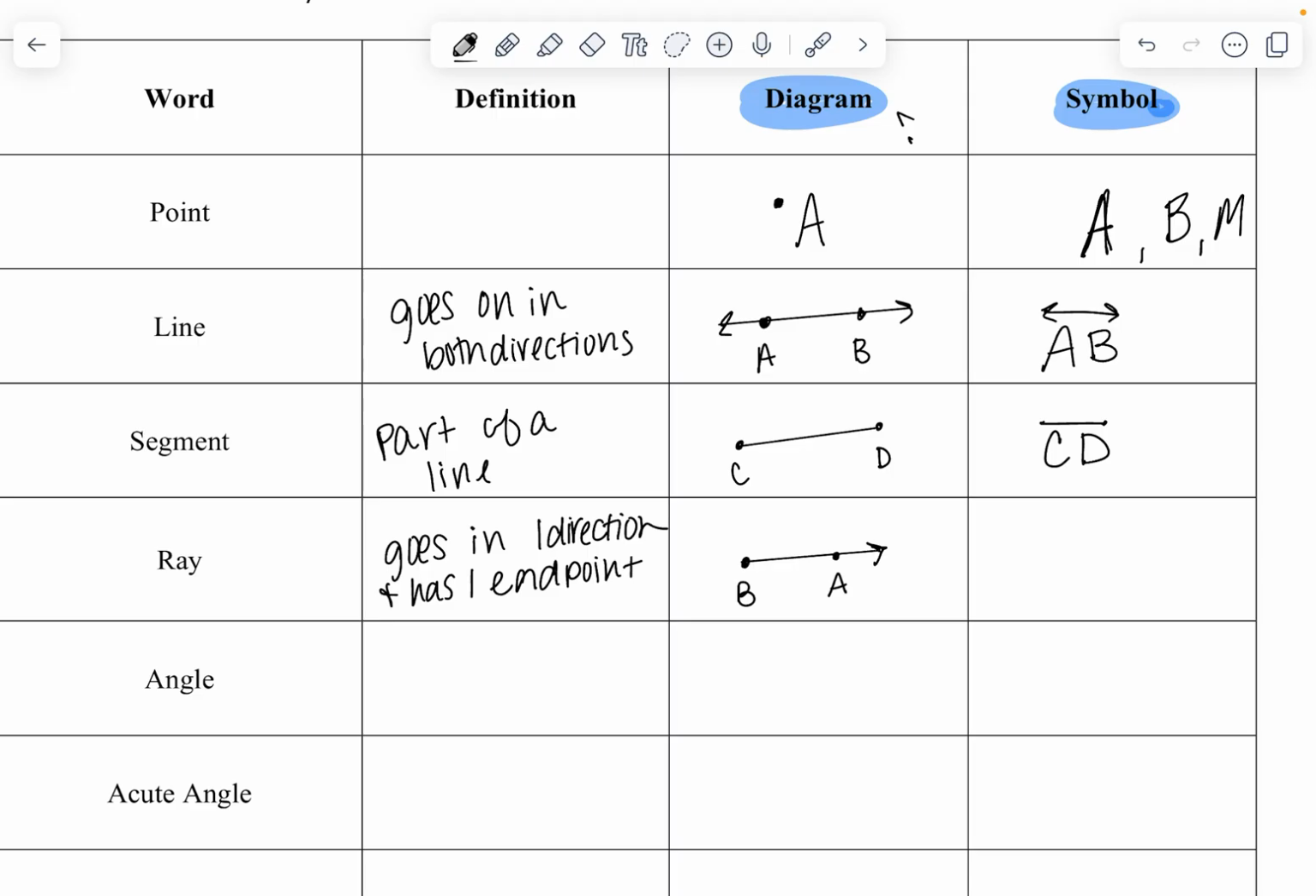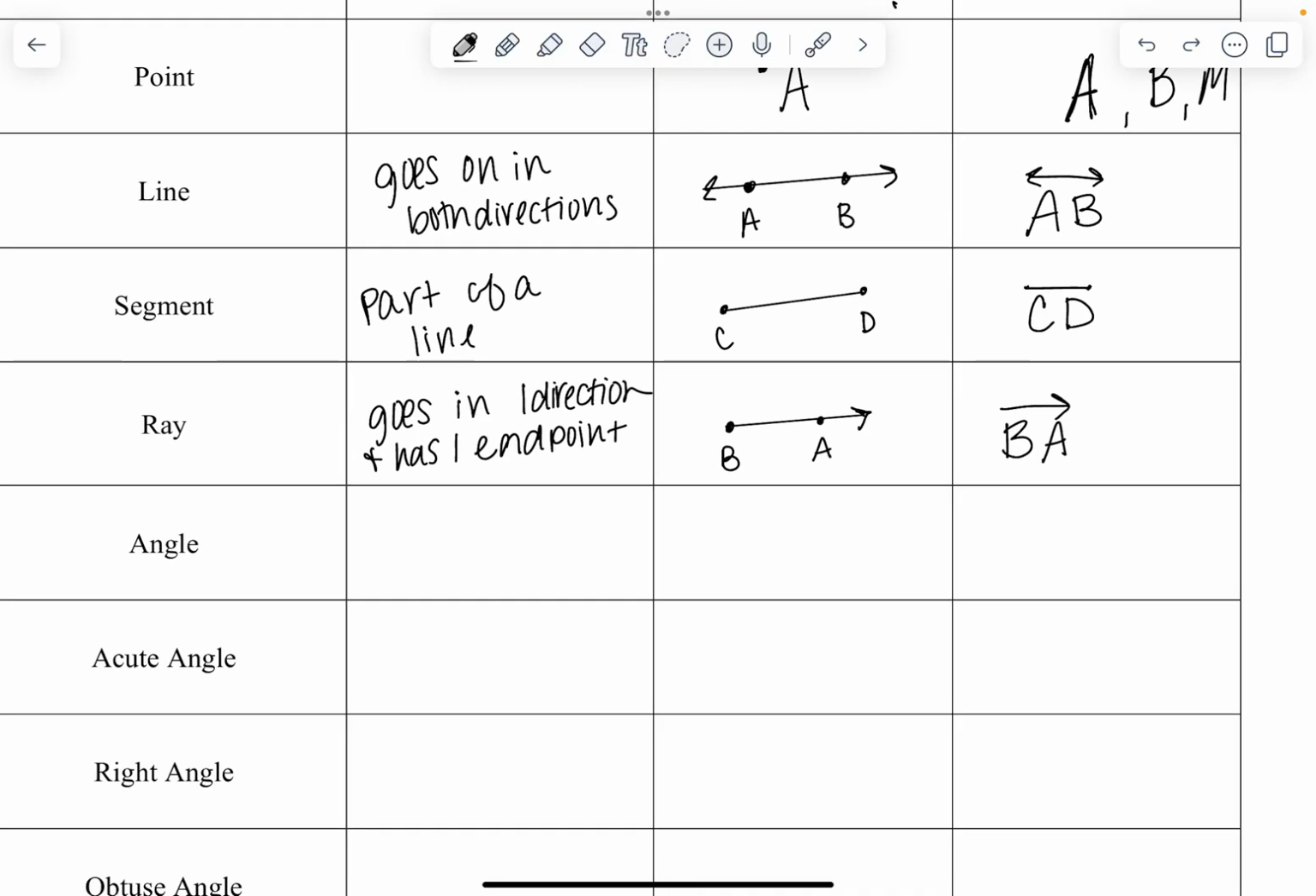Okay, so a ray, again, you can have many points along here, but when you're naming a ray or a segment, for a segment you can do any order of the letters, but for a ray, the order does matter. So you always want to start with the endpoint and then pick another point on the ray. So in this case, it's BA. Over the top, you draw a ray and that arrow needs to go over the point that it goes through. So this arrow goes over A, meaning that it's going through the A point. Okay, so order matters with the ray.